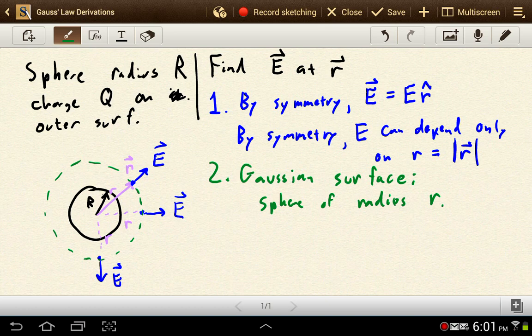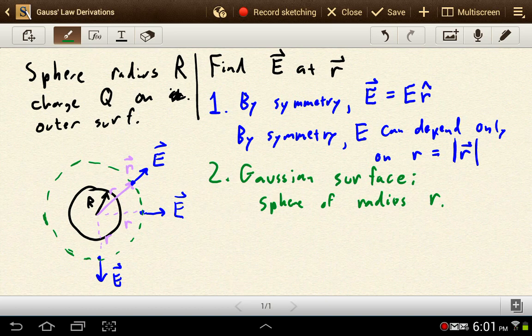So capital R is the radius of this physical sphere that has the charge on it, and little r is the radius of this Gaussian sphere, which is just an abstract concept. It's not a real object. It's just a geometrical thing.